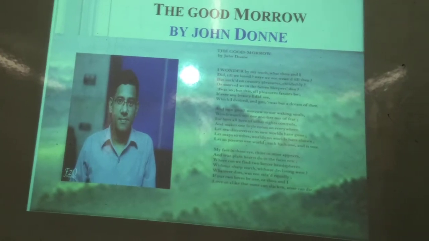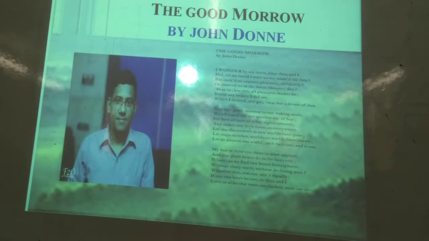The poem is Good-Morrow, and you know that it was written by John Donne. Already you have read it, so can anyone share how many stanzas are there in the poem? Three stanzas. And it's a really interesting poem. So we are going through it one by one, okay?